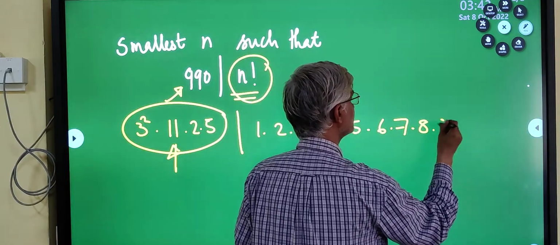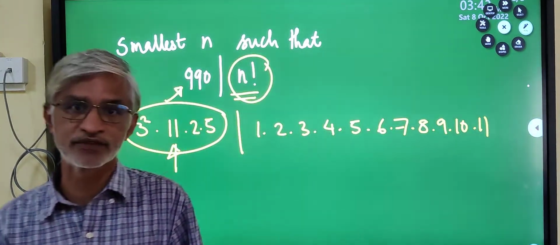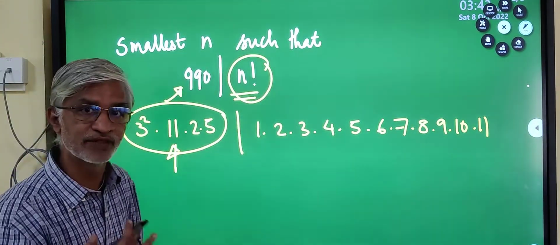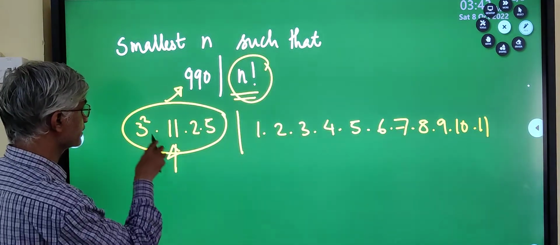And what you can see here is that there's no way that you can avoid going up to 11, because that's the only way that 11 appears on the right hand side at least once. Now what about the rest?